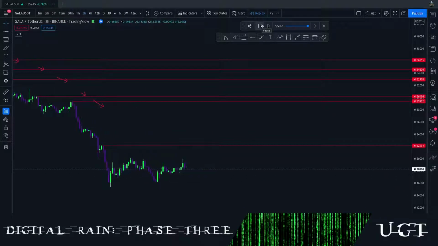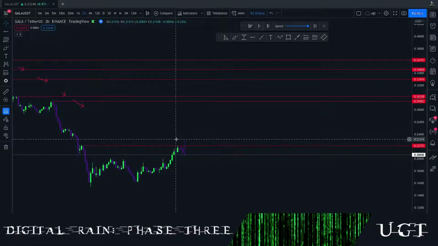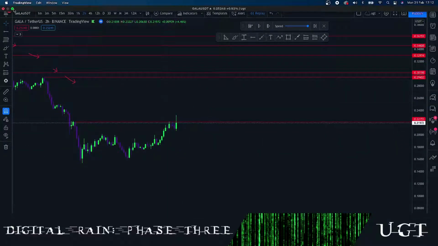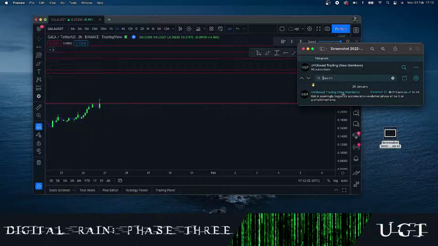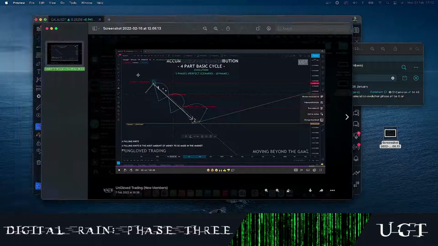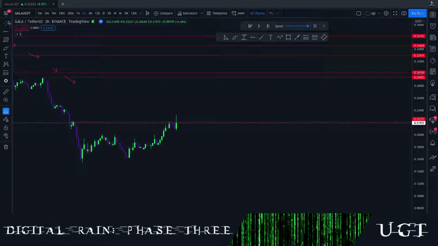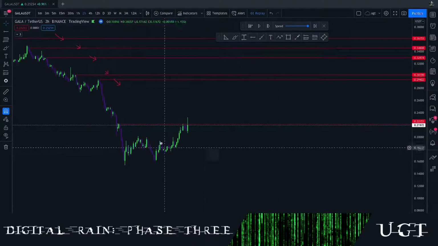when this level gets hit on the 26th of January there, look, 26th of January, we posted that Gala has seemingly began its accumulation evolution phase. And what that is showing, which we show in Moving Beyond the Game, is the hit of our downtrend level. And that can spark our evolution phase.